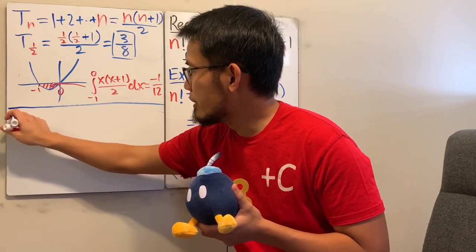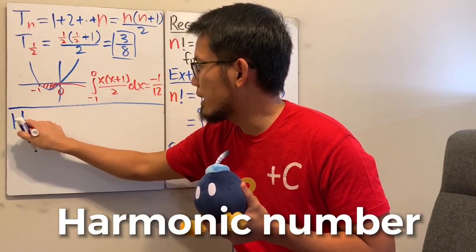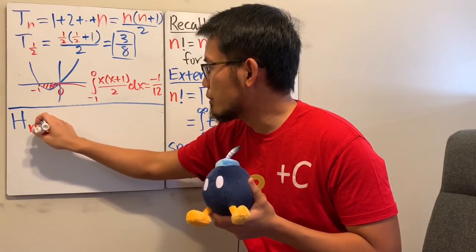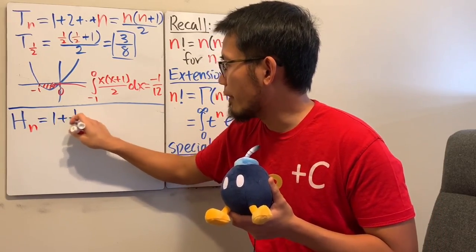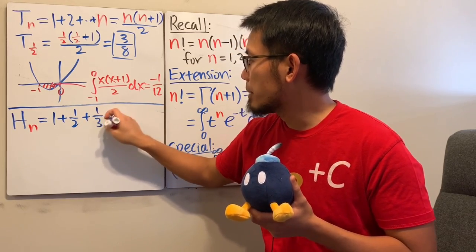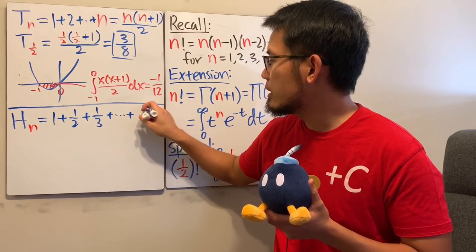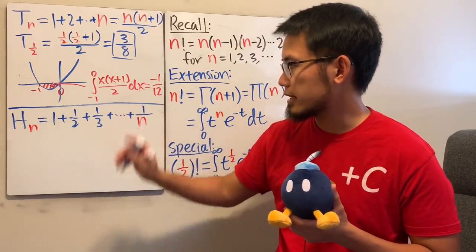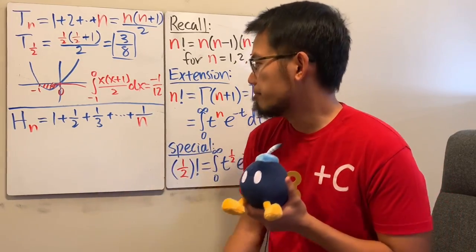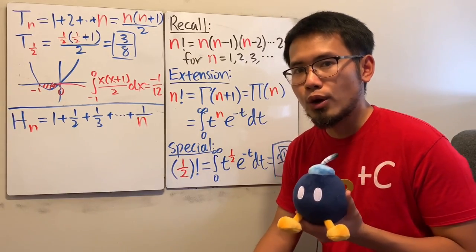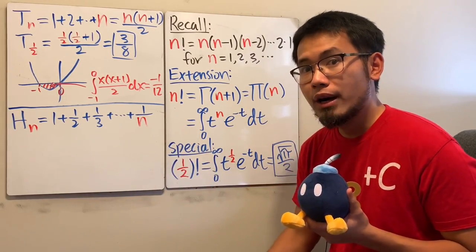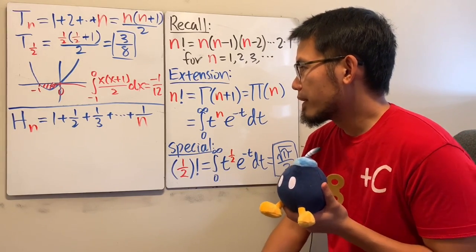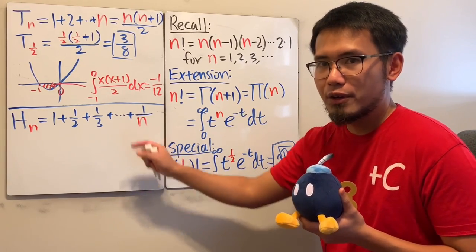So this is called the harmonic number, H_n, which is defined to be 1 plus 1/2 plus 1/3 plus dot dot dot, and then you end up at 1 over n, just like this. This right here actually has an integral extension as well, and that's exactly what I'm going to show you. So let's see, how can we squeeze out an integral from here?